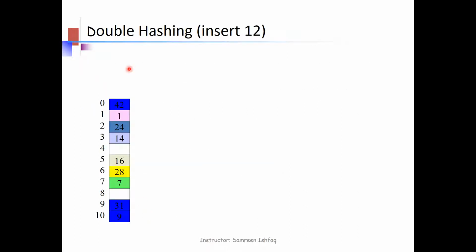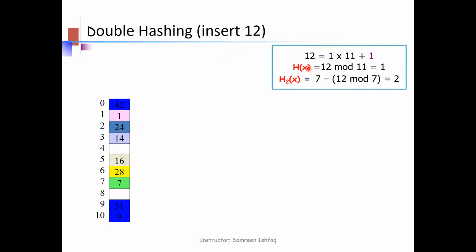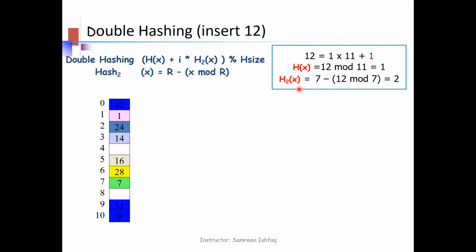Now let's solve an example using double hashing. For example, if the user wants to insert 12 in this hash table, first we will compute the simple hash function. 12 mod 11 is equal to 1. 1 is already filled, so a collision occurs. Now we will resolve the collision using the second hash function. The formula of the second hash function is r minus x mod r, where r is the greatest prime number less than the table size. The table size is 11, so the greatest prime number less than the table size is 7. So 7 minus (x's value 12 mod 7) is equal to 2. So the answer of the second hash function is 2 and the answer of the first hash function is 1.